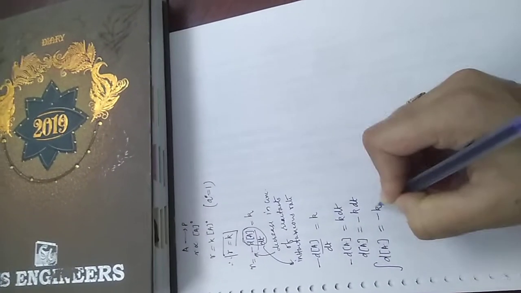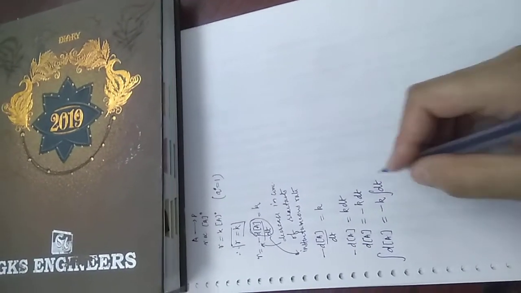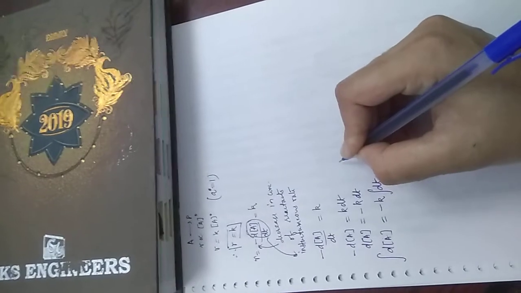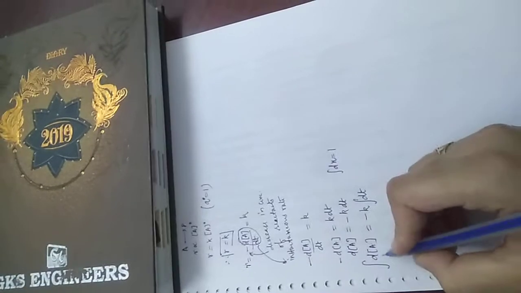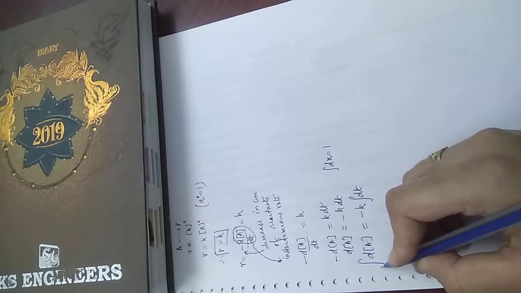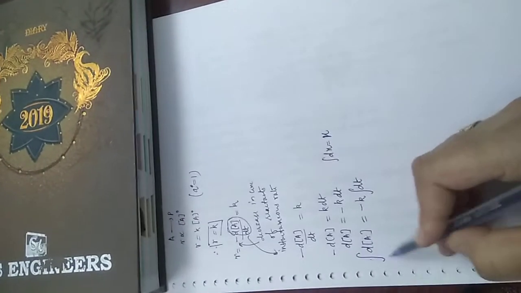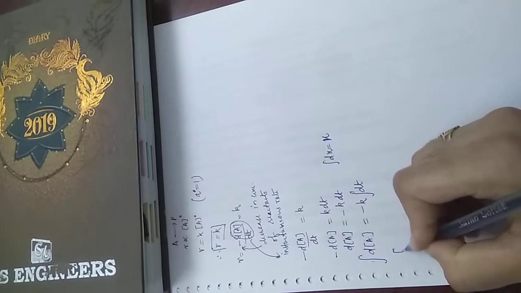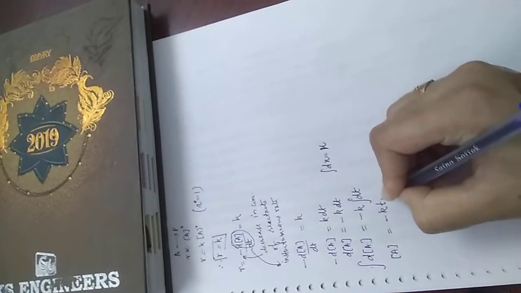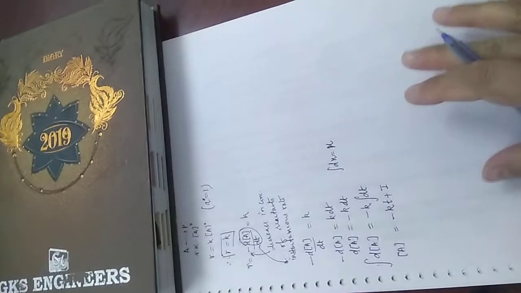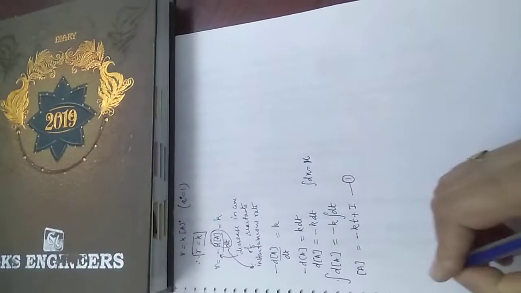here K is a constant, so we'll keep this outside and integrate dt. And there is a rule for integration, that integration of dx is equal to x. Integration of dA is equal to concentration of A, which is equal to minus K t plus constant of integration. Alright, so let's suppose this is our first equation.